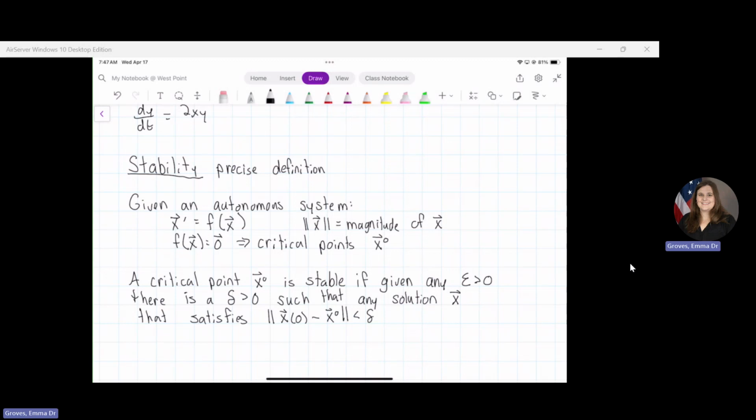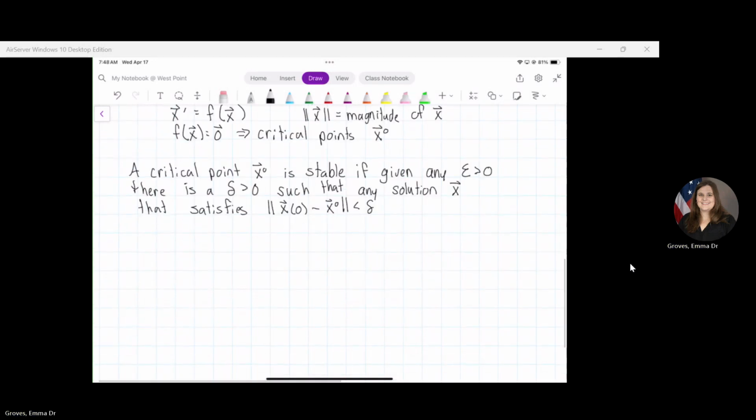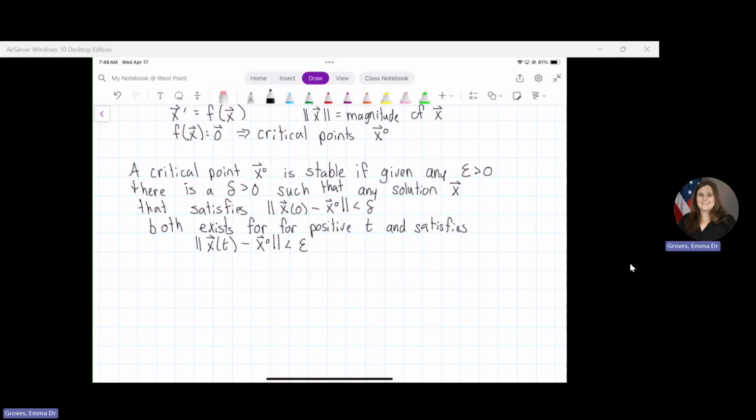So this is a solution that satisfies this inequality. Then we need the solution to both exist for positive t and itself satisfy the magnitude of x of t minus x naught is less than epsilon. So many words.